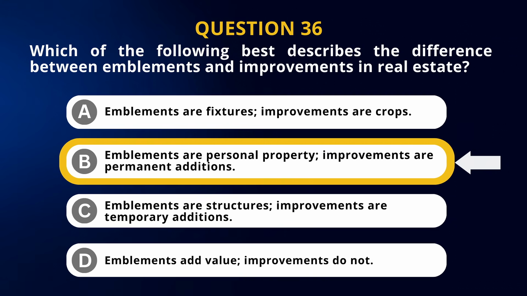So for a question like this, you want to read carefully, read the answers. There are slight variations, and then there are clearly incorrect statements. You just want to make sure that you're going through these. You definitely want to know what emblements are, and you want to know what improvements are for your exam.